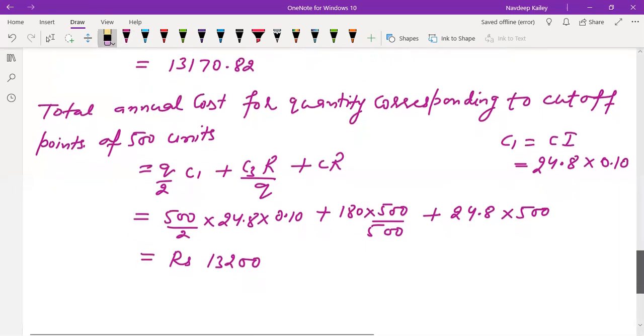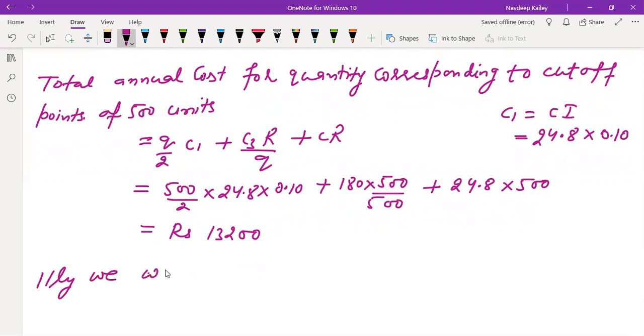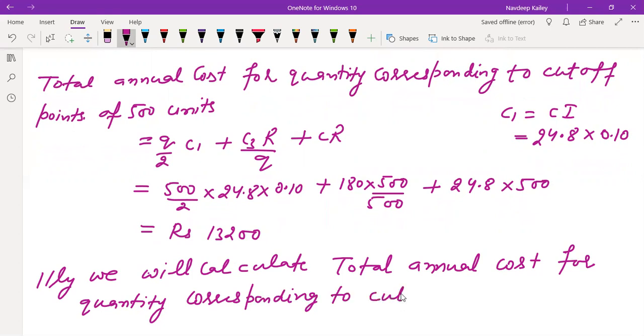Similarly, we will calculate total annual cost for quantity corresponding to cutoff points of 1500 and then 3000 units.